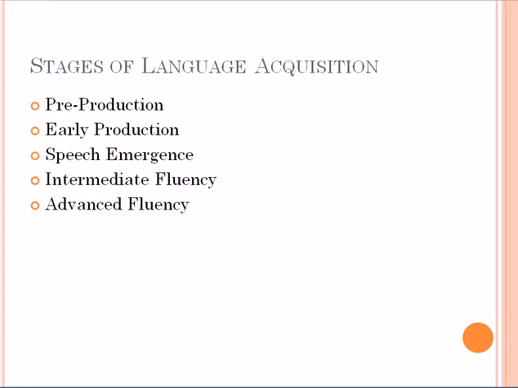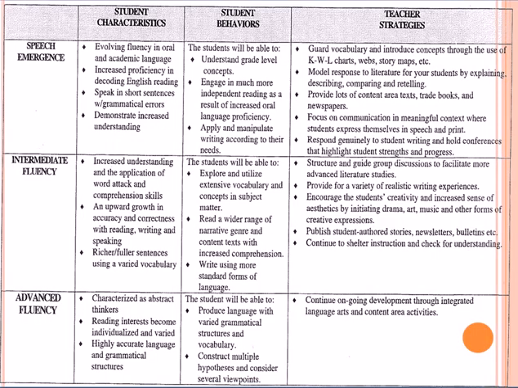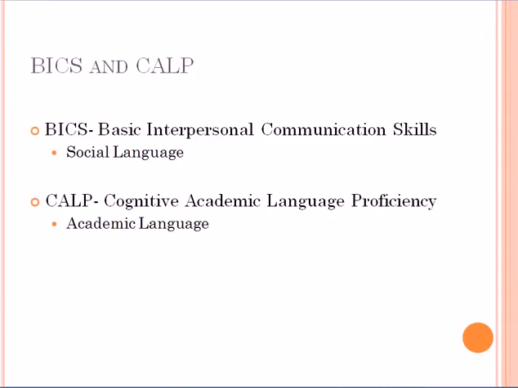Okay, to move on, there are stages of language acquisition. You have pre-production, early production, speech emergence, intermediate fluency, and advanced fluency. What's really great is she's broken this down for you for what typical student characteristics are, the behaviors you will see, and strategies of what you need to do as a teacher. So for example, if a student is at the pre-production stage, it's really great for a teacher to avoid forcing the student to speak prematurely and allow for times of silence for that student, and it goes all the way up. So please take the time to read through this.